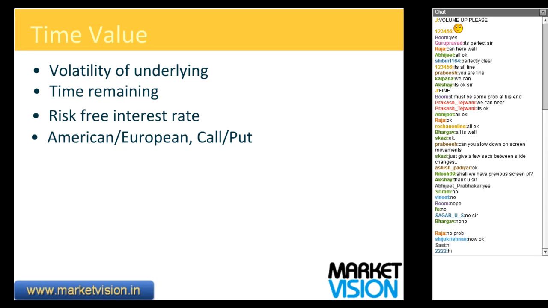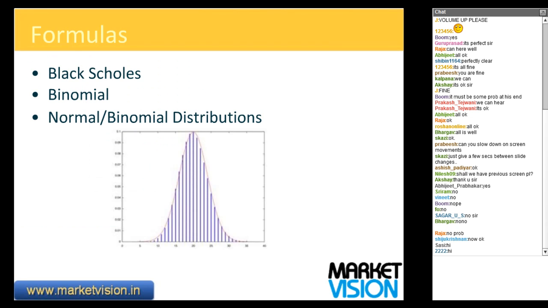Whether it's a call or a put, there's a slightly different way to look at things. So the way to calculate it will take this as an input, and there are multiple formulas for calculating option prices. Most popular is Black-Scholes. There's also something called binomial.